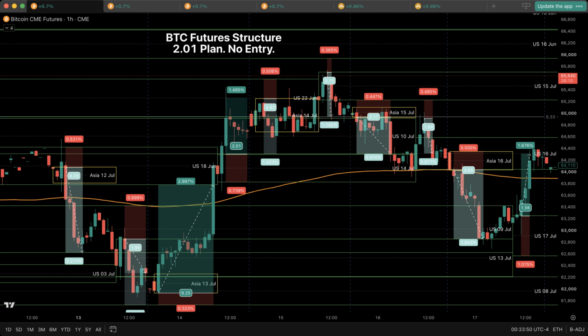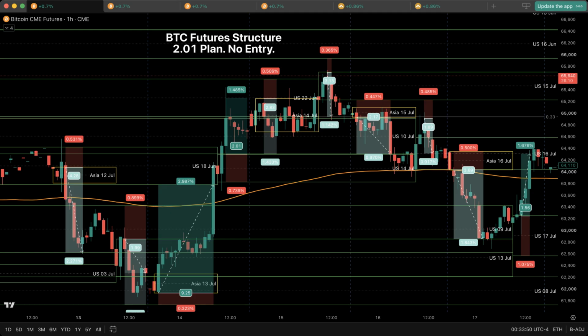Now read the sequence. Location. July 14th U.S. forms at June 18th U.S. upper memory. Reach. Price pushes toward July 10th U.S. upper memory. Reaction. Sellers try to slow the move. Failure. Price continues toward June 22nd midpoint. Return. Price never gives the planned entry.